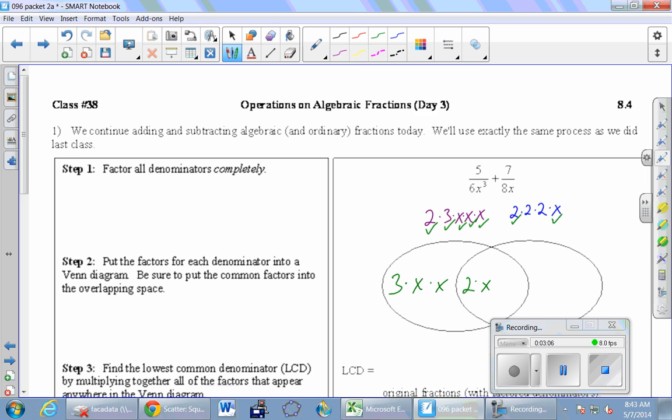Finished everything over there. We'll come over to the blue. The first 2 is already taken care of. Where does the second 2 go? On the right. And then we'll check it. And then the last 2 also in the right. So that's how we write all these 2's and 3's and x's in the circles. Questions on that?